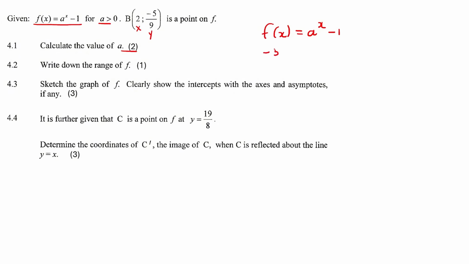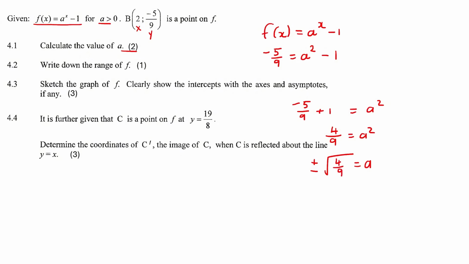We can just say negative 5 over 9 equals to that and that. Okay, now I'm going to take this minus 1 over to the other side, so it becomes minus 5 over 9 plus 1. Now this I would just type on the calculator, but it's going to give us 4 over 9. And then to get a alone, we take the square root. So we're going to say plus and minus the square root of 4 over 9. And that would give you plus or minus 2 over 3. So a can be positive 2 over 3 or negative 2 over 3.